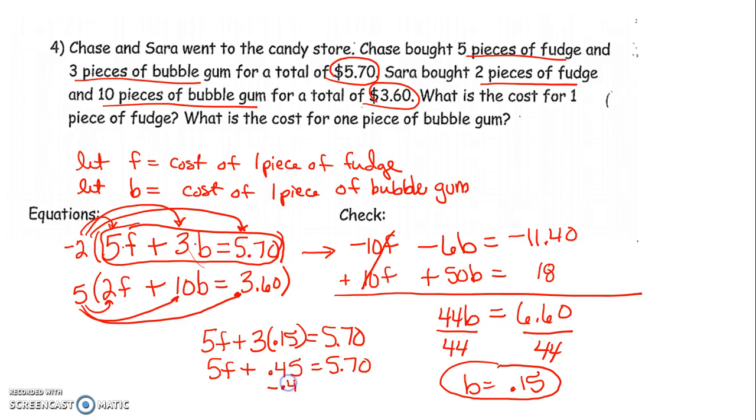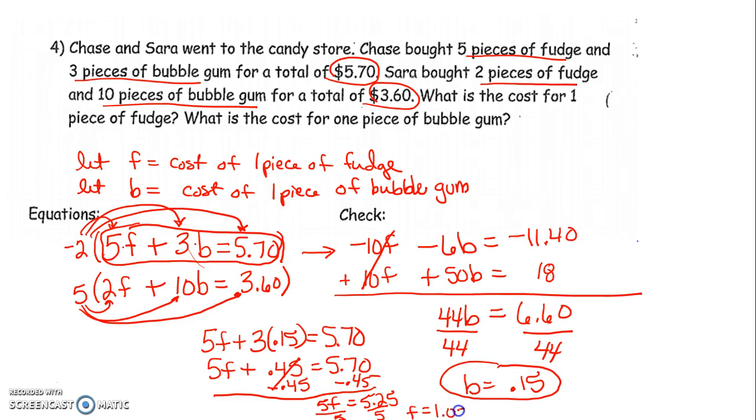Going to subtract 45 on each side. And then we'll have 5F equals 570 minus 45, which is 525. And then finally, you'll divide each side by 5 to get the cost for one piece of fudge. 525 divided by 5 is $1.05 for each piece of fudge.